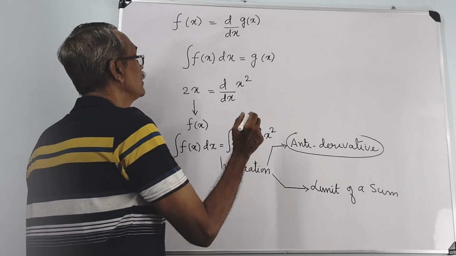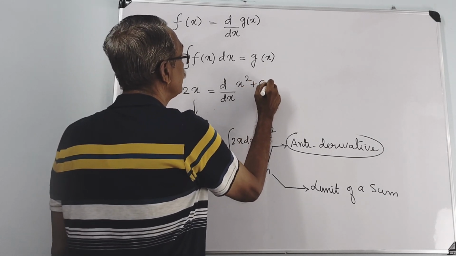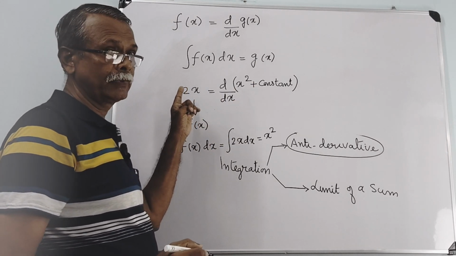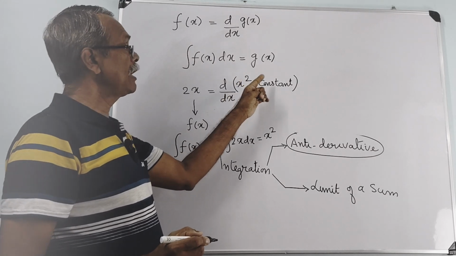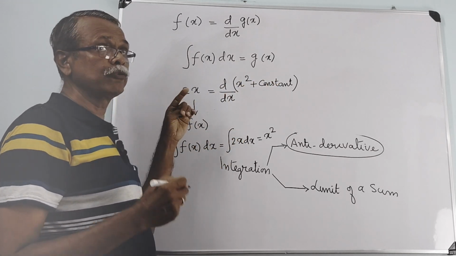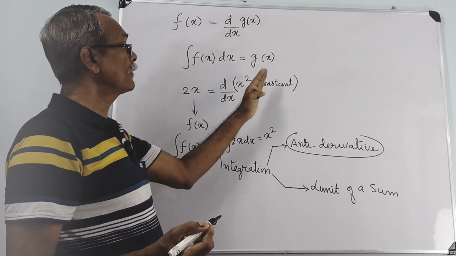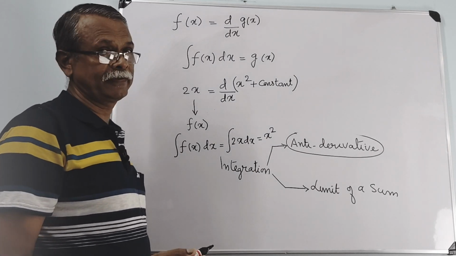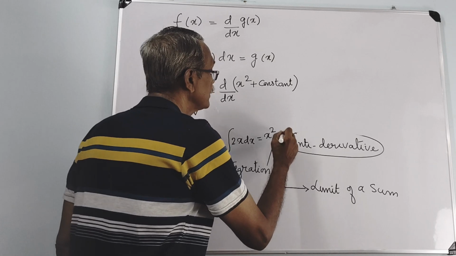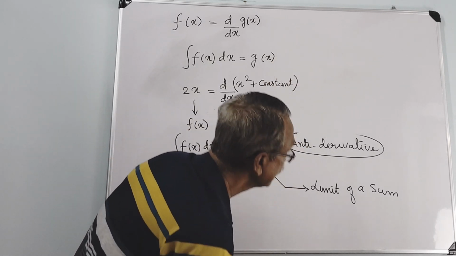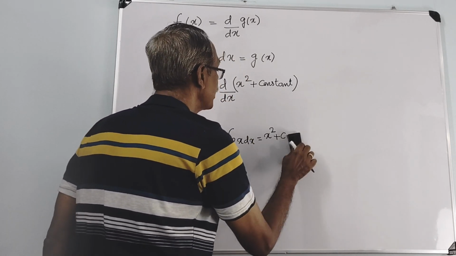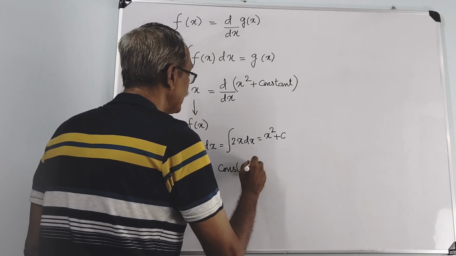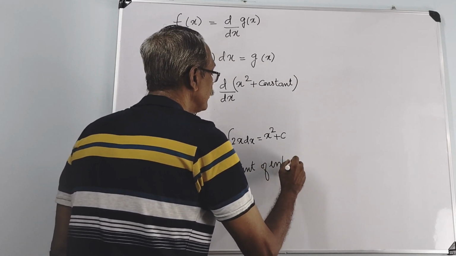Now we can see that if we add a constant to this, the derivative will be 2x itself. d by dx of x square is 2x. d by dx of a constant is 0. Therefore, 2x is obtained by differentiating x square plus a constant. That constant can be 0, that can be 5, that can be 8, that can be 100. We can have infinite number of constants. Therefore, we write this as x square plus c. This constant c, which we write here, is called the constant of integration. This c is called constant of integration. And this constant of integration is always written with the function.